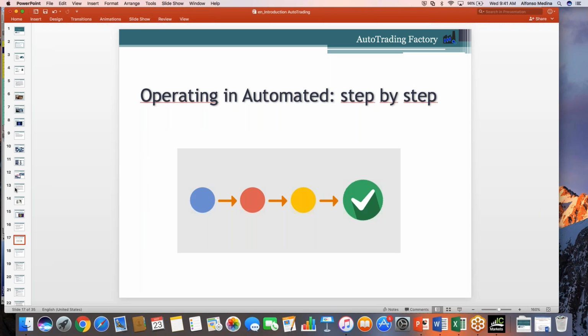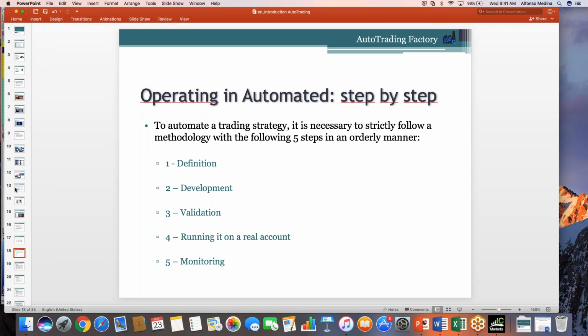So now we're going to go over operating automated trading step by step. There are 5 steps that we personally recommend to strictly follow. The first one is define the trading system that you want to develop. Then is developing the system, then checking for its effectiveness, then trying to run it in the demo account, and if it's successful, running it on a real account, and then coming back to it in case you want to make it better, or to see if it's working or not.